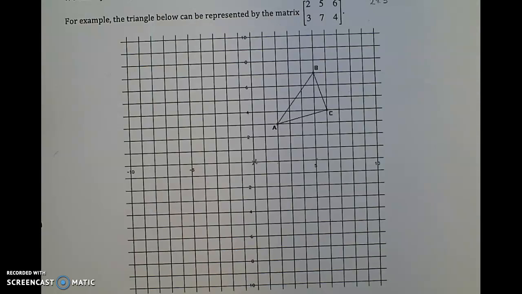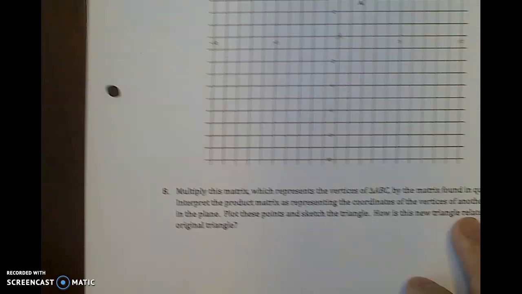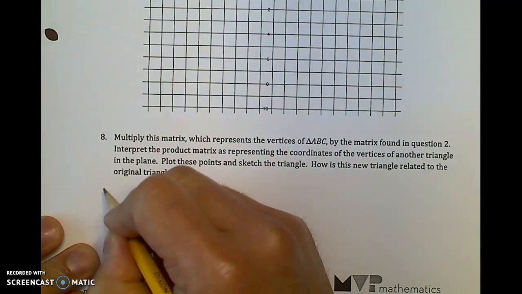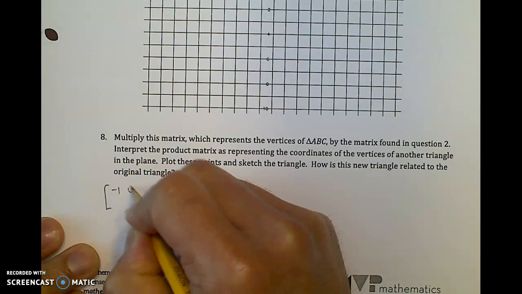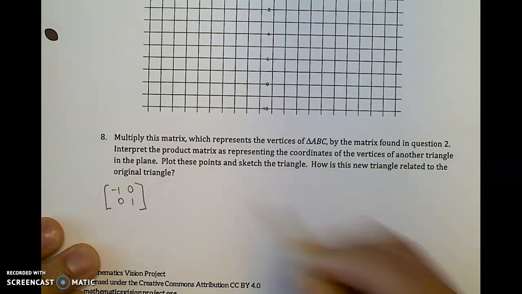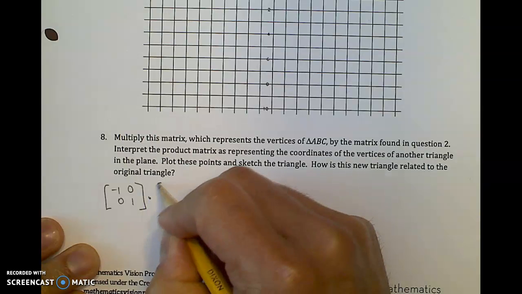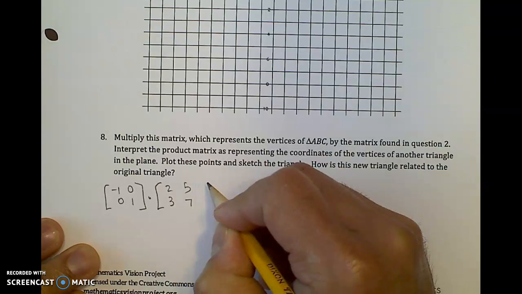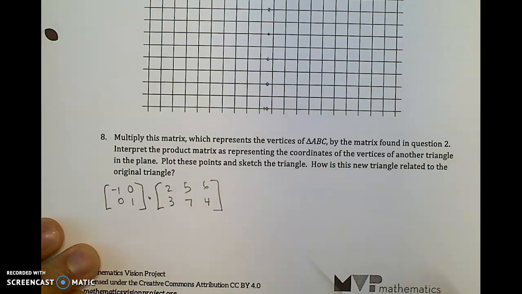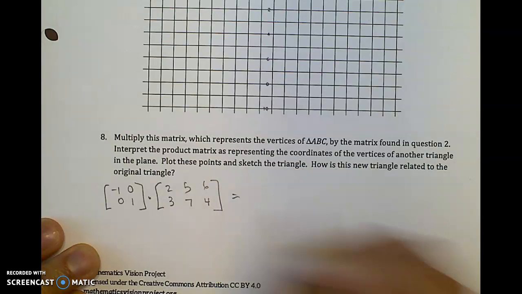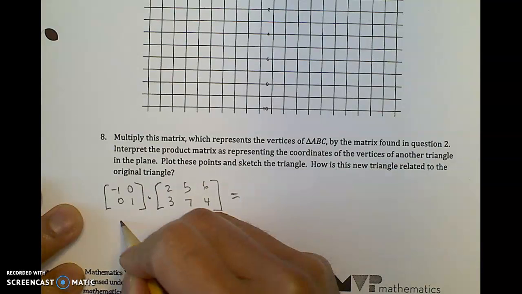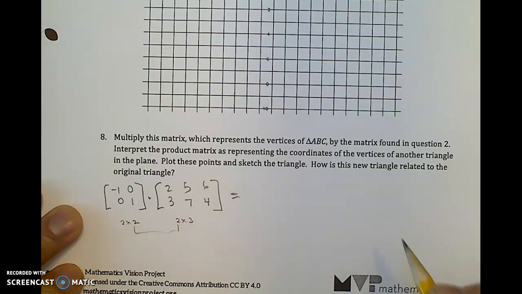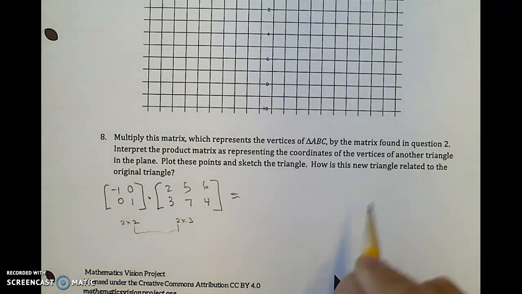So again, remember when we're multiplying these, the order does matter. So we're going to write down the 2 by 2 first, and then we're going to multiply it by the triangle matrix and see what we end up with. We have to do it in this order because with the 2 by 2 and this 2 by 3, we need those inner dimensions to match in order for us to do the multiplication in that order.